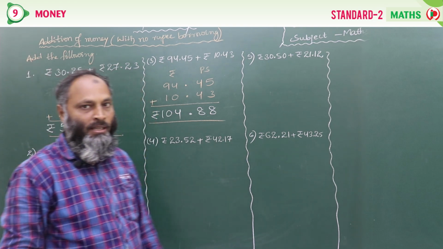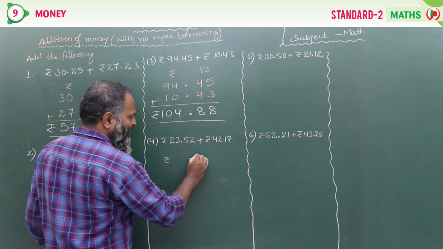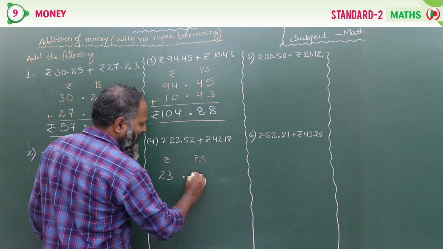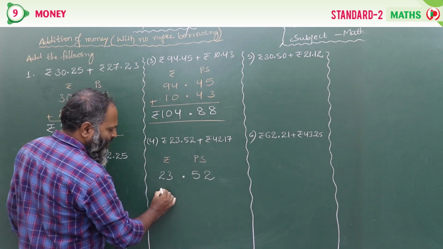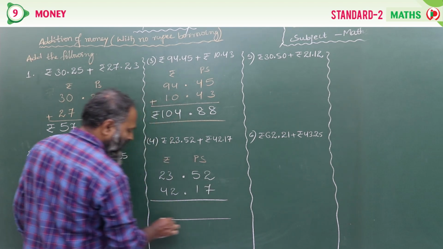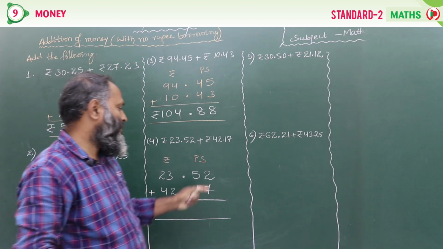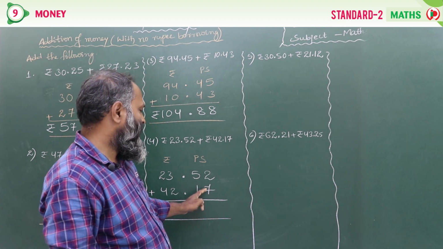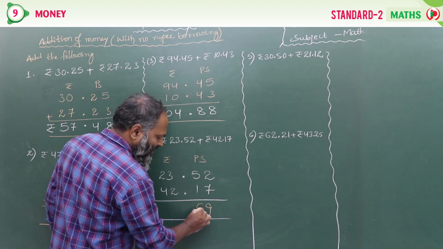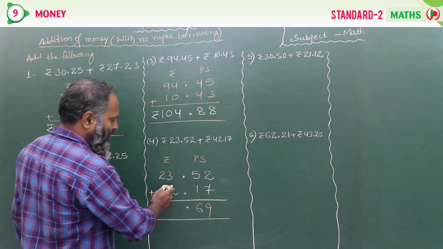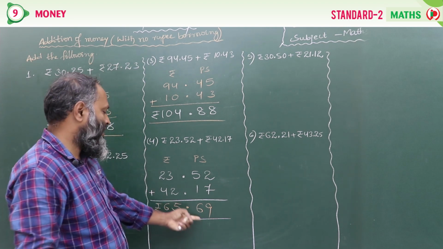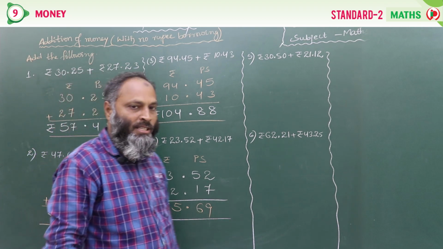The next one, 23 rupees 52 paisa plus 42 rupees 17 paisa. See here. First you take rupees and paisa. How many rupees? 23 rupees, and after that decimal point, 52 paisa. Now 42 rupees is in rupees place, then 17 paisa. Now addition. First add the extreme right digit, that is paisa place, 7 and 2, 7, 8, 9. 5 and 1, 6. Then after that, decimal point. 3 plus 2, 5. 4 plus 2, 6. So 65 rupees 69 paisa.